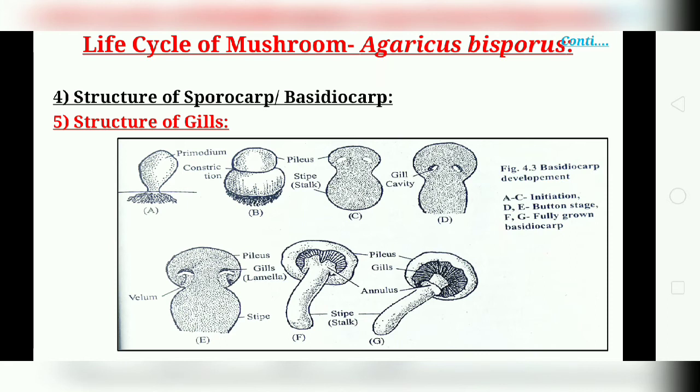So the stipe has a ring-like annulus. The stipe is a thick, fleshy, cylindrical, light pink or white structure. Pileus has numerous gills on its inner surface. The surface of the gill has a fertile layer called the hymenium containing basidiospores.